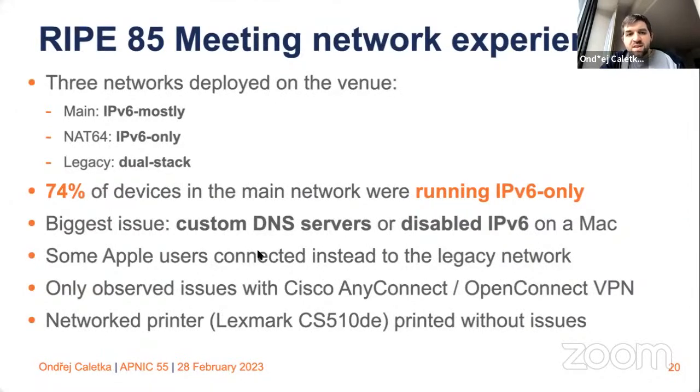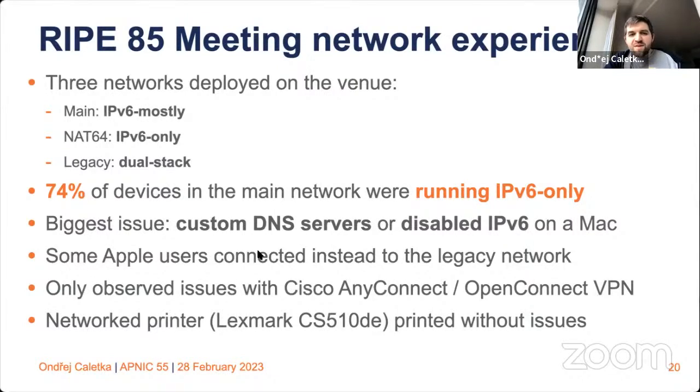So in the end, 74% of devices were using IPv6-only. The biggest issue we found was that Mac users had set up custom DNS servers, therefore they had no DNS and nothing worked for them. Or we even found some Mac devices that had IPv6 disabled. And of course, if IPv6 is disabled and IPv4 is disabled by the DHCP option, then there's nothing to connect to. We still saw some Apple users that connected to the legacy network instead of the IPv6-mostly network.